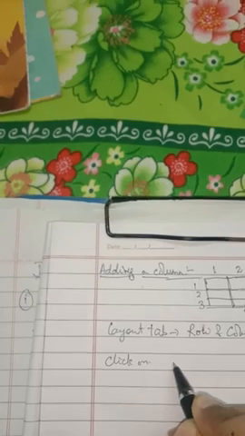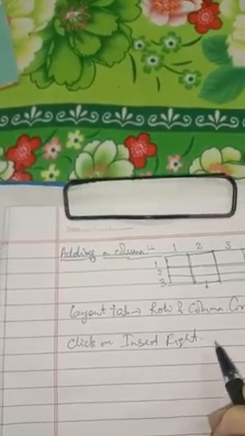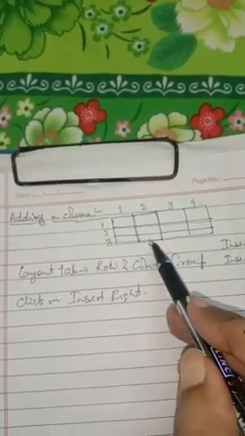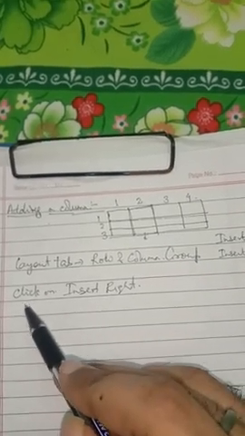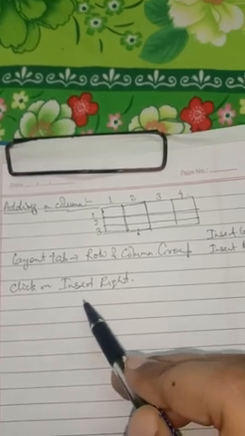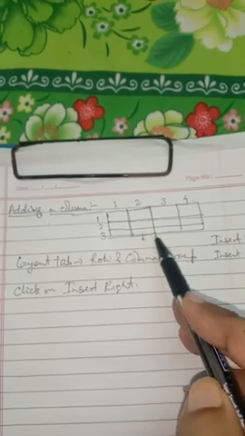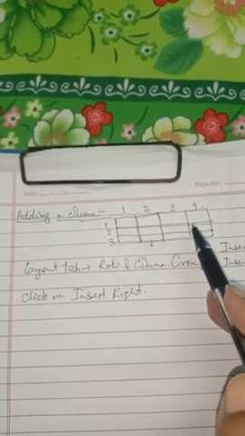The other option is to click on the insert right option if I want to add a column to the right of the selected one. Or I can also click on insert left if I want to add a column to the left of the selected one. So in this way we can add a column to the left or right of the selected one.